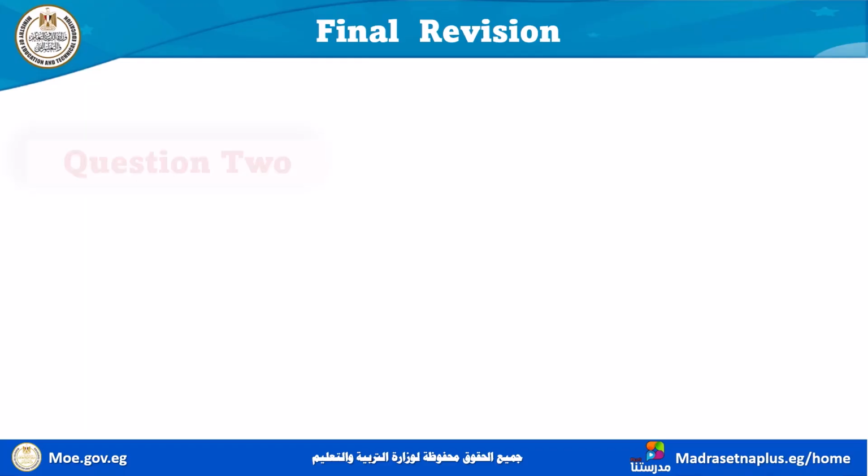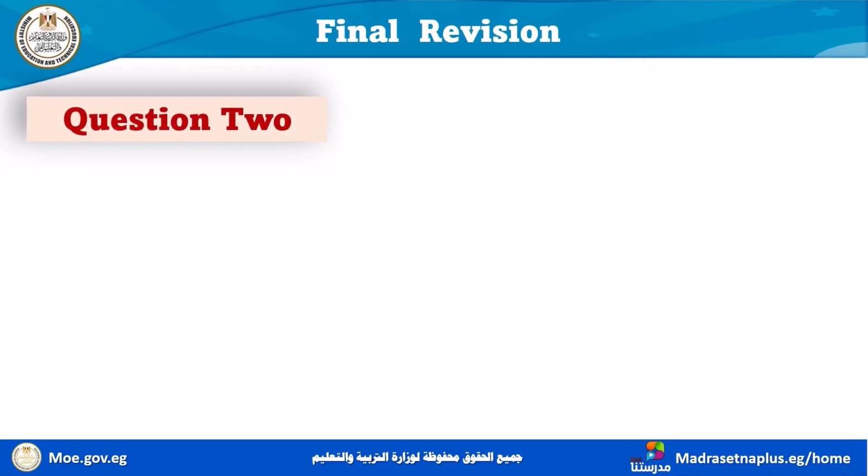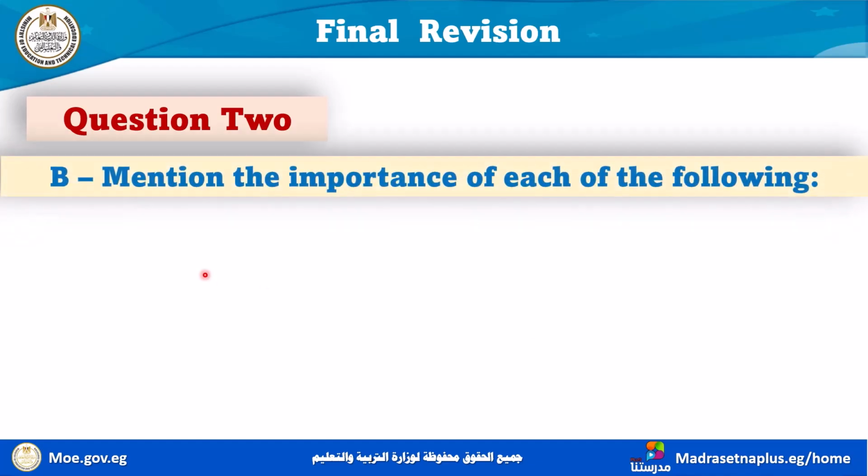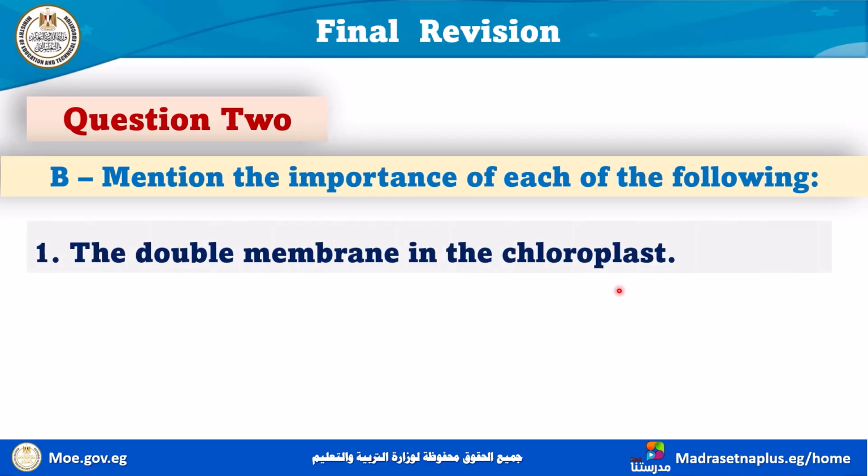Question 2. And the second part is mention the importance of each of the following. Number 1. The double membrane in the chloroplast. What is the importance of the double membrane in chloroplast?